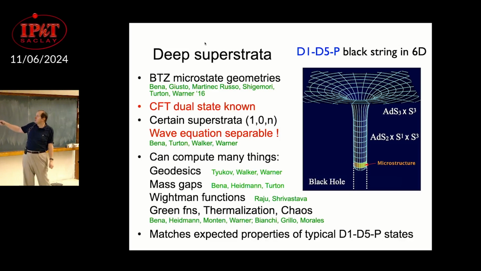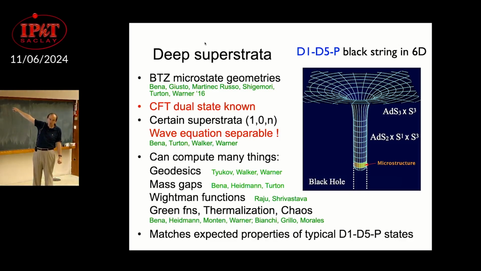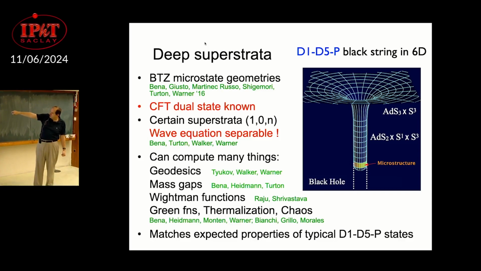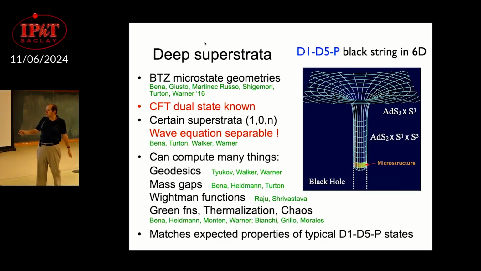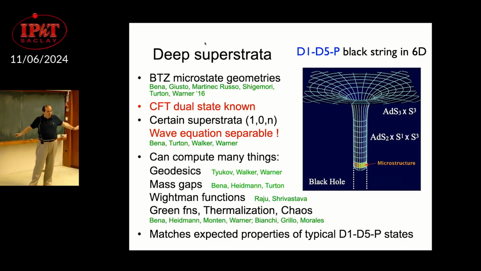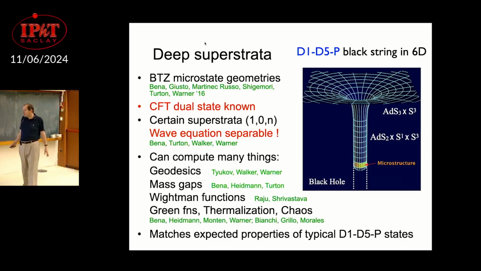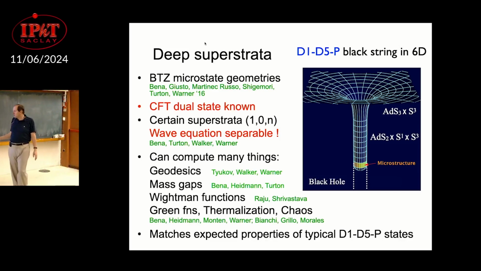They're dual to states. Far away they look like the AdS3 times S3 which you normally have. Then they have an AdS2 throat, and instead of having a black hole, where the AdS2 throat goes on forever, here it caps, and there's a microstructure at the bottom of this long throat, which can be super mega long. You can build the CFT dual states, you can solve the wave equation, you can compute geodesics, mass gaps, Wightman functions, Green's functions, thermalization, chaos. You can really do a lot of things, and you get the right properties of the typical D1D5 state.